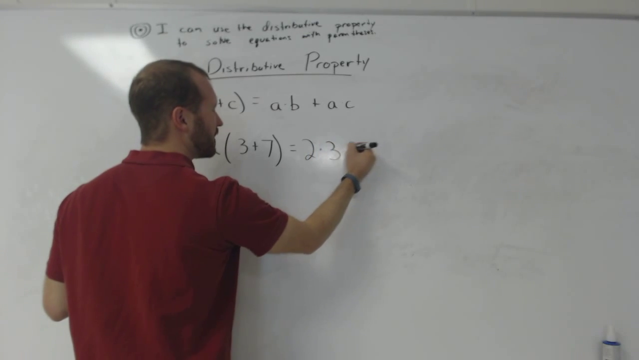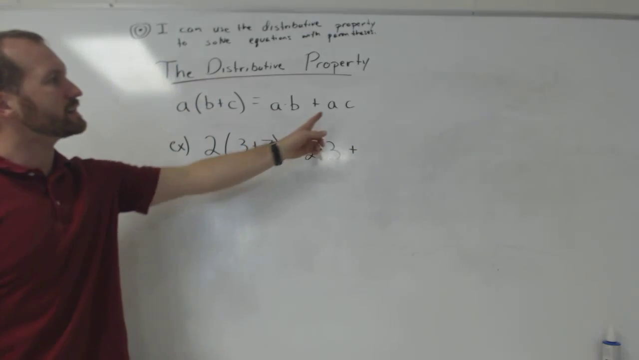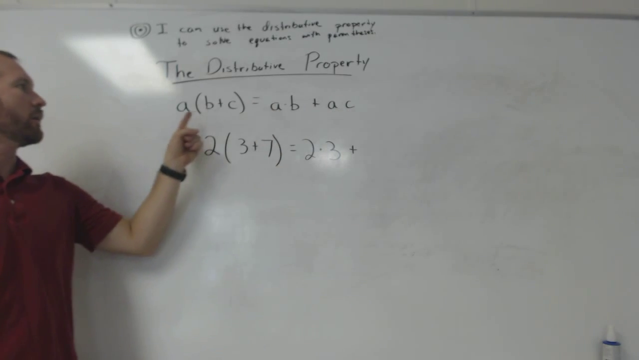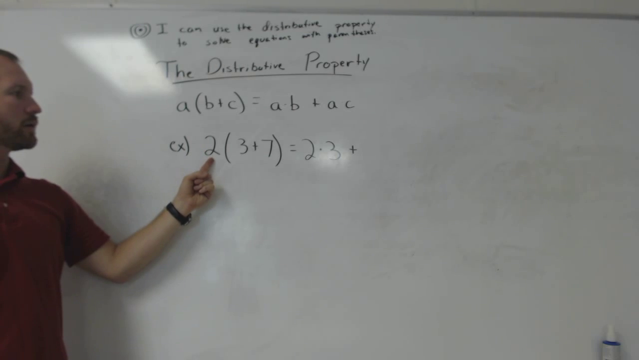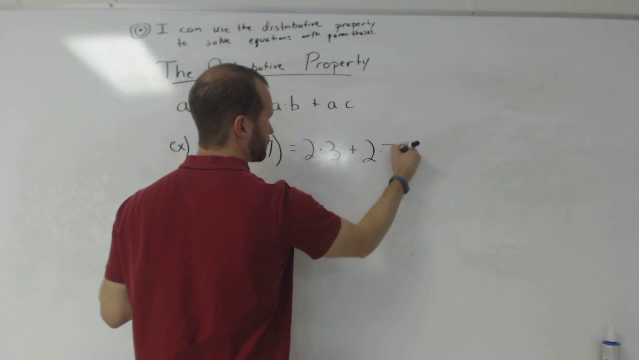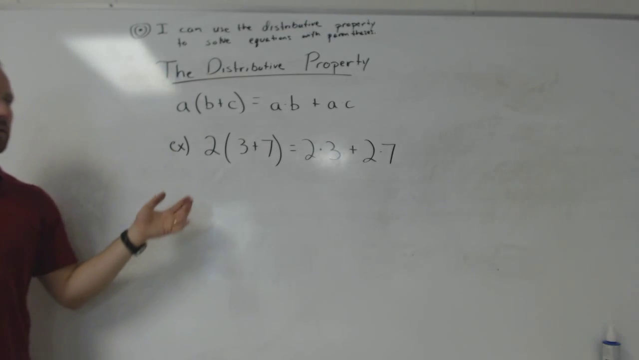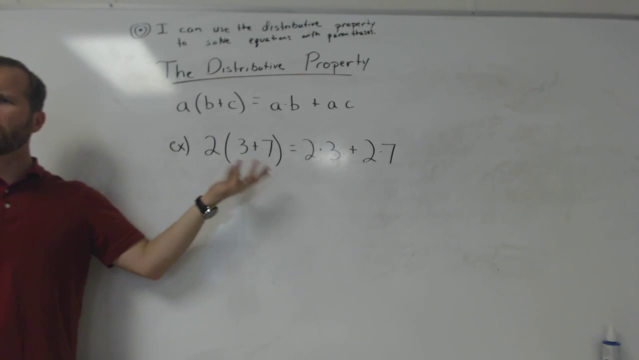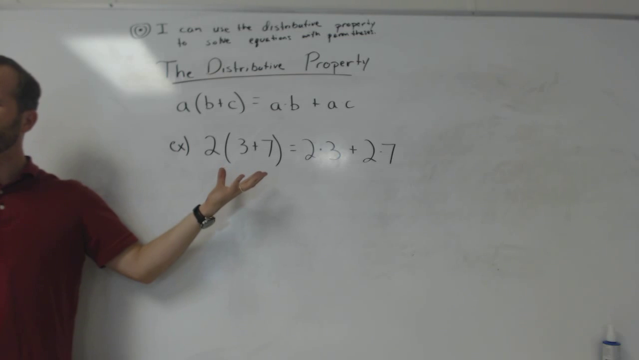2 times 3 plus, now notice it says A times C. What is my A? 2. So 2 times 7. This is the distributive property. Do you believe that this is really true?